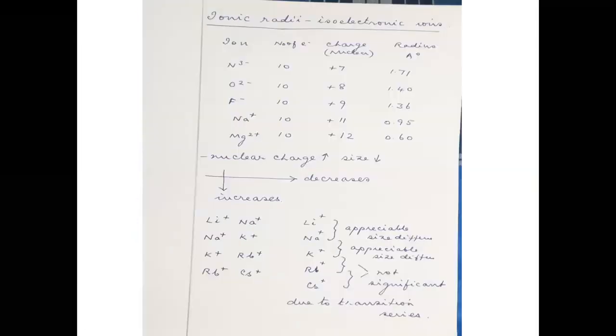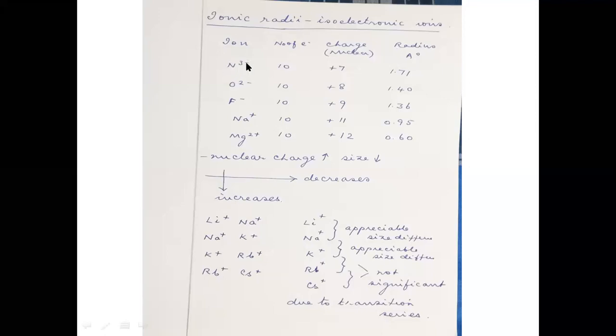Now we are going to see the ionic radii of isoelectronic ions. Isoelectronic ions means the ions containing the same number of electrons. Look here, in the first column I have put ions. In the second column I have put the number of electrons present in the ion, in the third column the nuclear charge, and in the fourth column the radius of the ion, which is given in angstrom units.